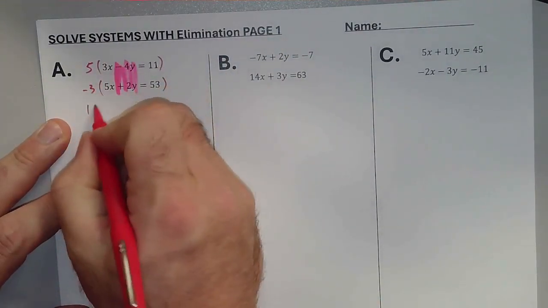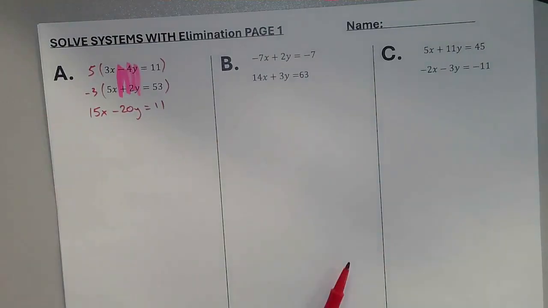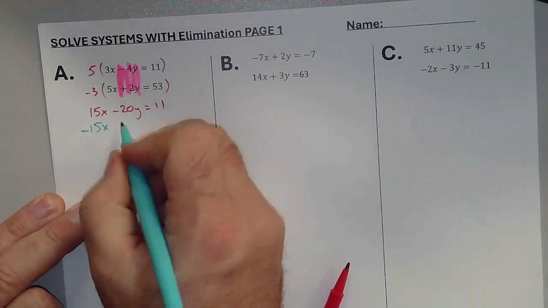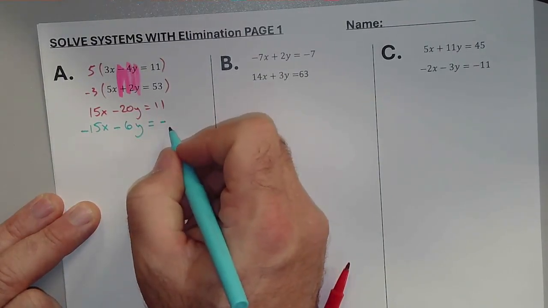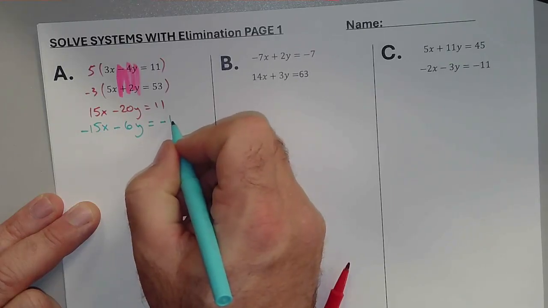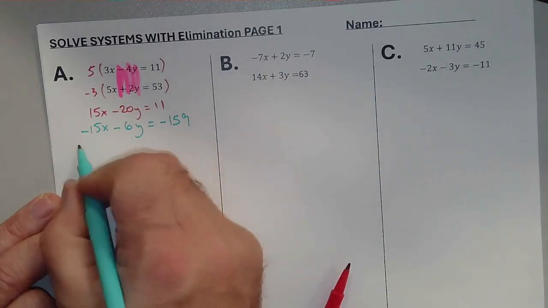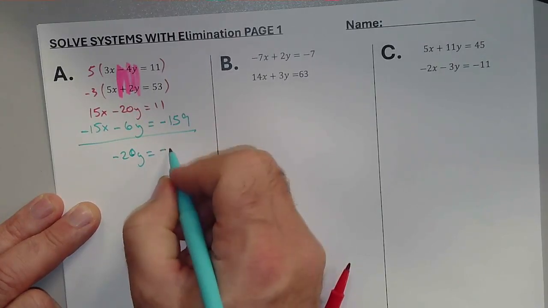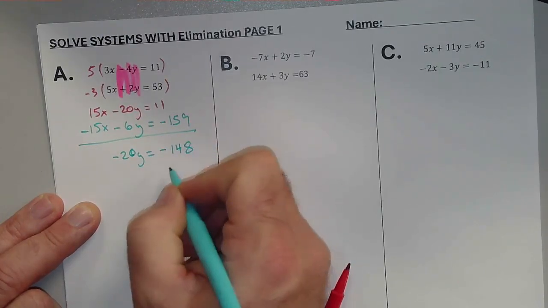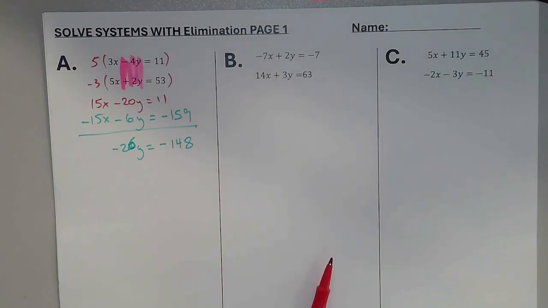So let's just rewrite this as 15x minus 20y equals 11. Then my other equation becomes negative 15x minus 6y equals negative 159. 3 times 3 is 9. 3 times 50 is 150. Yeah, that's right. Okay, then when I put these together, I get negative 26y equals negative 148. 20 negatives and 6 negatives. And then let's just get the calculator.